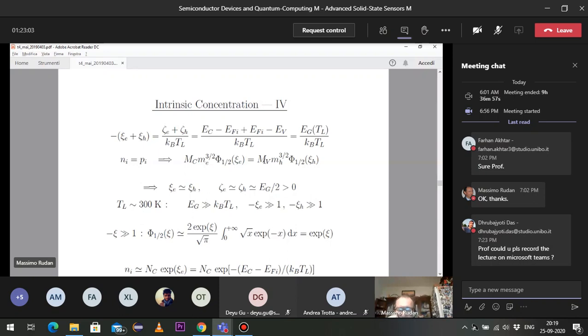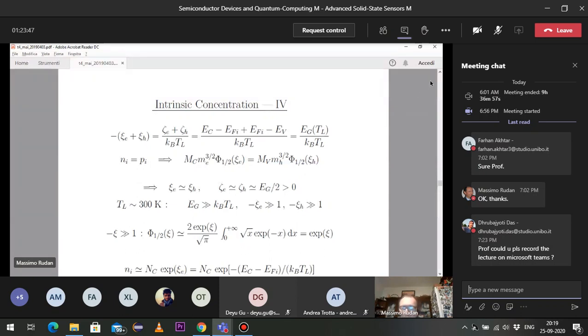So for the estimate, we simply take these coefficients exactly equal to each other, okay? We cancel Mc me to the 3/2 and Mv mh to the 3/2, okay? This is not formally correct because these two coefficients are almost equal, but not exactly equal, okay? But for the estimate, this is sufficient, okay? So if we cancel the coefficients, we find that the Fermi integral of order 1/2 of psi e is practically equal to the Fermi integral of order 1/2 of psi h, okay?